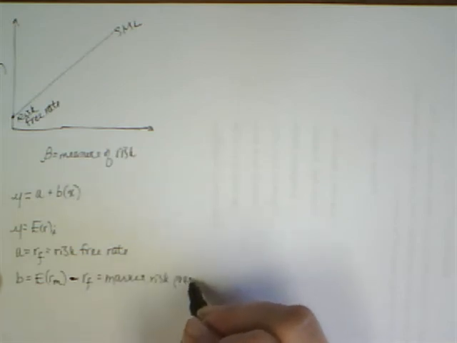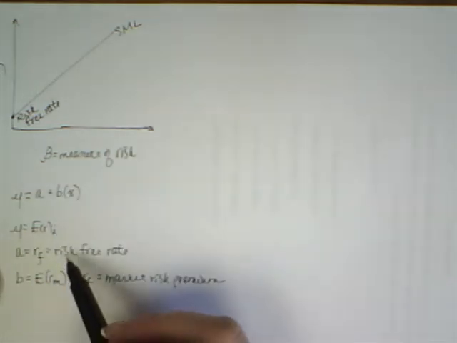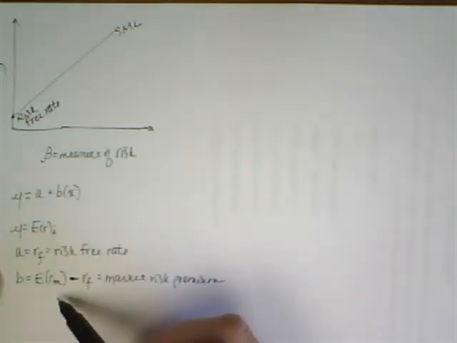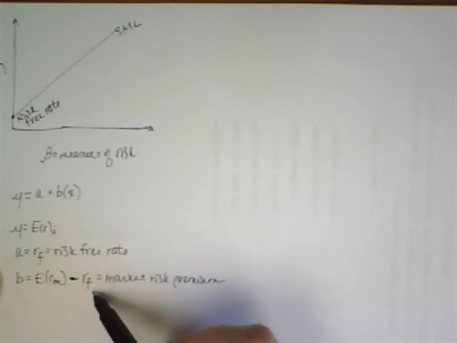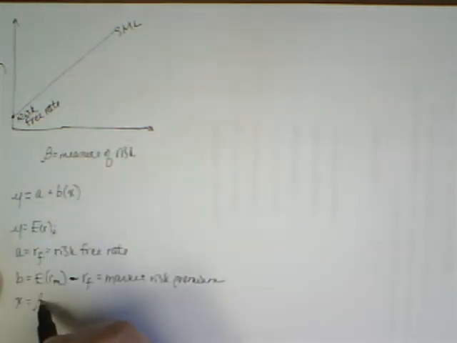Sorry about that. Let's make sure we have that straight. The b in this equation is the expected return from the market minus the risk-free rate. That is what the b stands for, and it's referred to as the market risk premium. Then we have the x, which is going to be the beta, or the measure of risk.